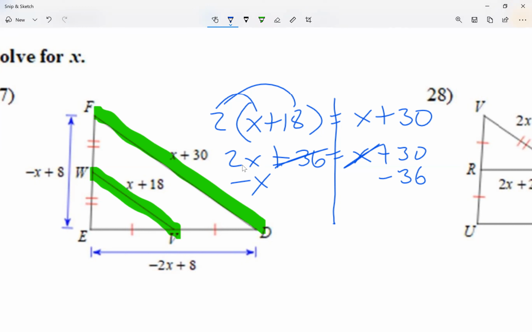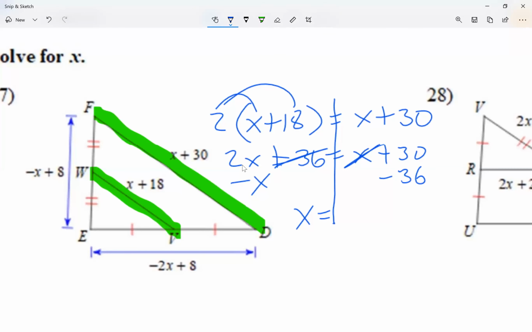So on the left, I have a 2x minus 1x. Okay, so that gives me 1x. This is equal to positive 30 minus 36. I remember that when they have different signs, I subtract and keep the sign of the larger one.